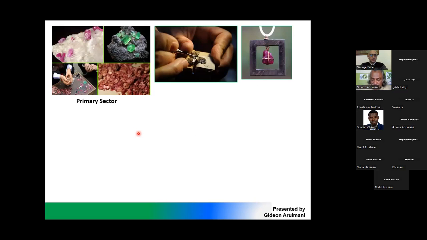Here is the secondary sector, where, if you take me as an example, I took these rubies and made them into a pendant. So the raw material is being converted, and here this is not me. This is a picture from the internet. You can see this hand is working with this tool very precisely to make something beautiful with these jewels. Secondary sector.